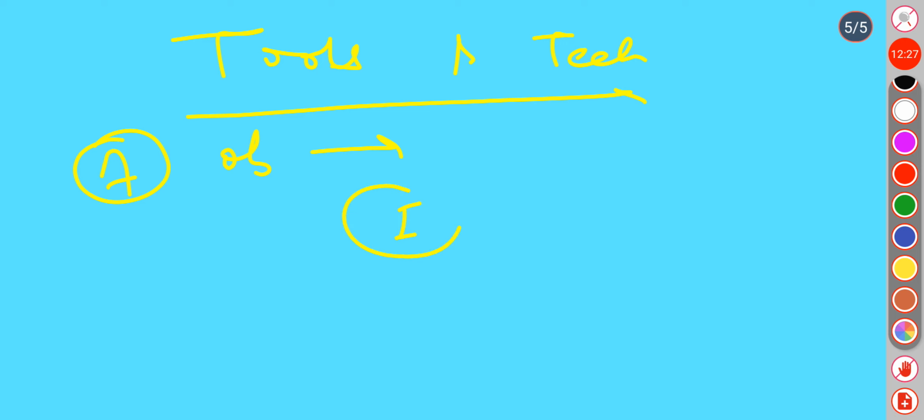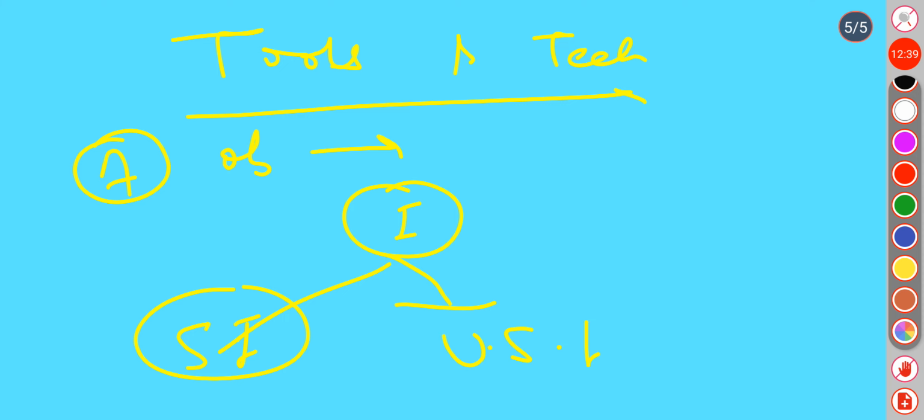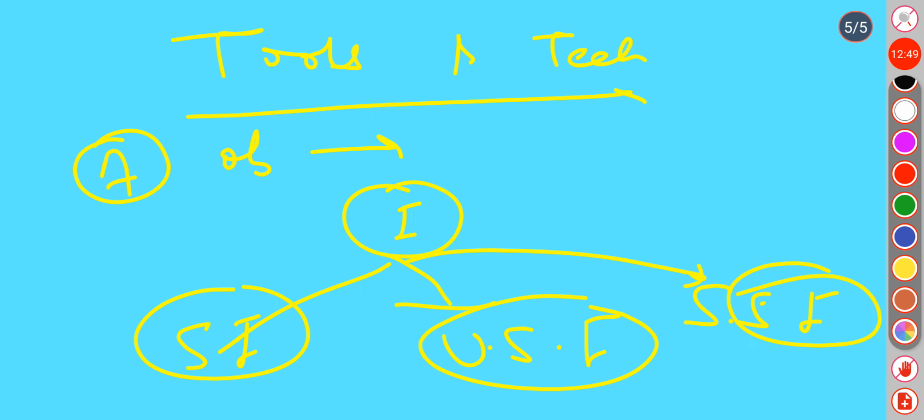So how many kinds of interview are there? Three kinds. The first is the structured interview, SI. The second is the unstructured interview. And the third is the semi-structured interview, SSI, right? So these are the three things that come under interview. And in a structured interview, there is a set of questions based on a survey, for example, asking every person the same 10 questions.